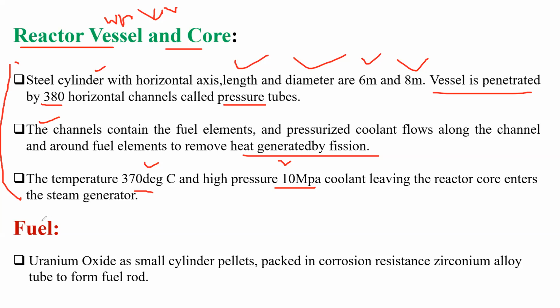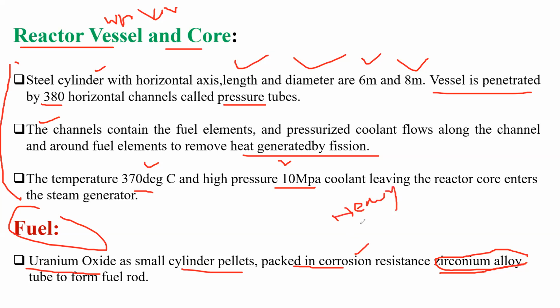Now the next is, with respect to fuel, I already mentioned that uranium oxide is used as cylindrical pellets, packed in corrosion resistant zirconium alloy. So this is the procedure to resist the corrosion, because corrosion is a big problem. Because we use heavy water, to protect from this oxidizing process we use some zirconium alloy, to protect your uranium oxide. So these are some concepts with respect to your Canadian uranium reactor.